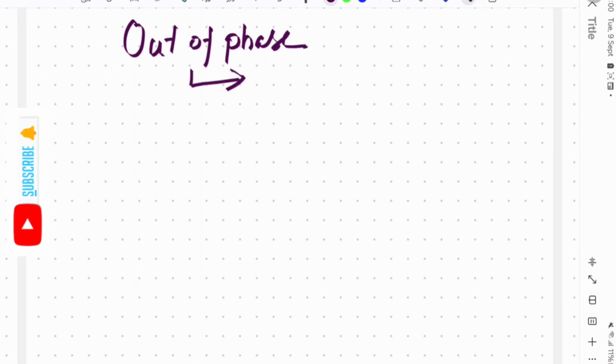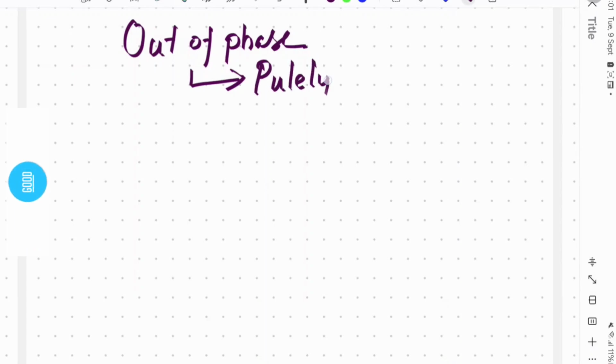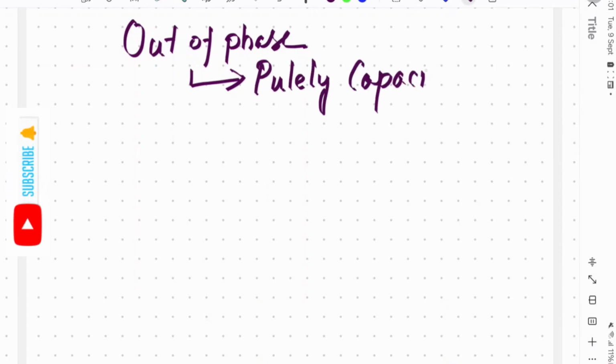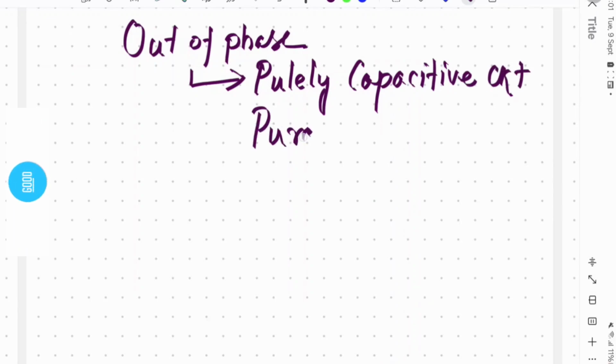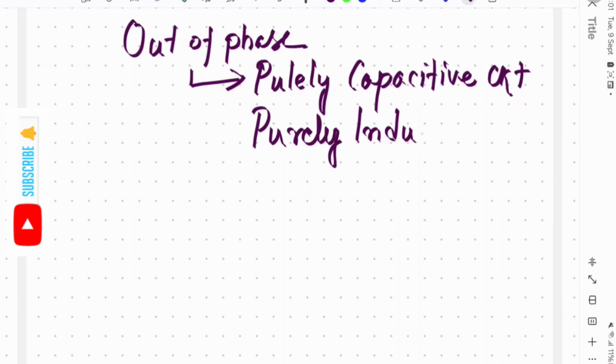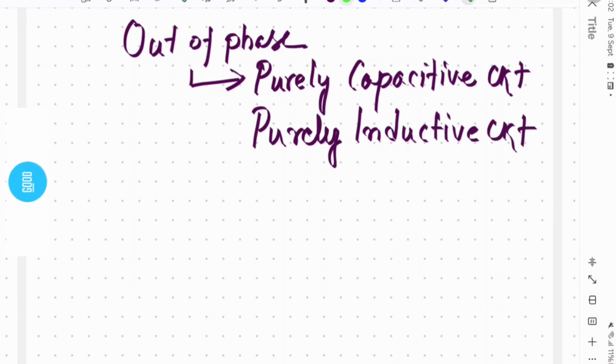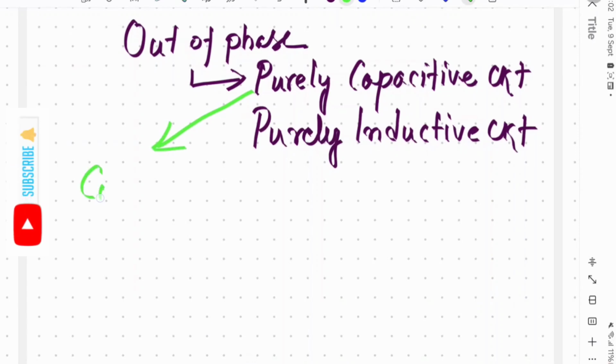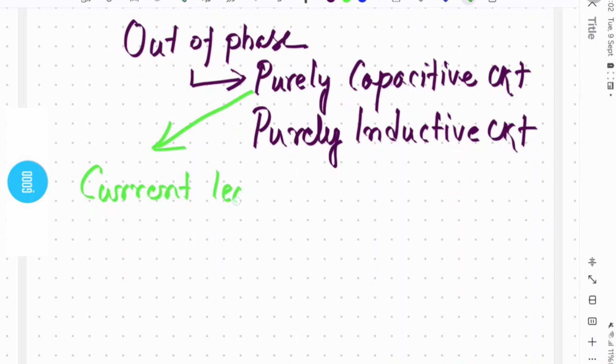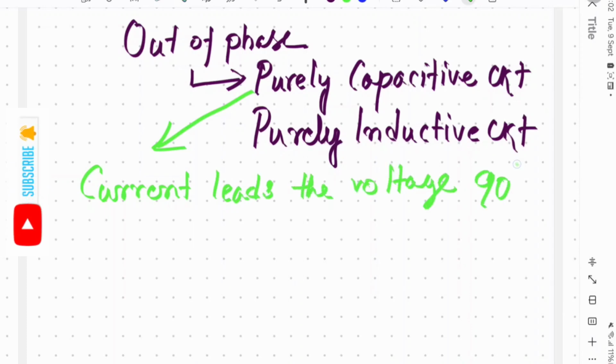Now we'll see the example for out of phase by using two circuits. One is a purely capacitive circuit, and the other is a purely inductive circuit. In a purely capacitive circuit, the current waveform leads the voltage by 90 degrees. Now we'll see the waveform.